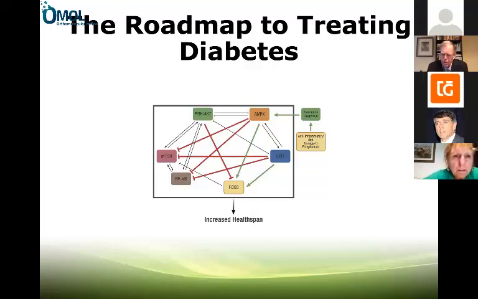But the day you stop the dietary intervention, you now begin to inhibit AMPK activity.